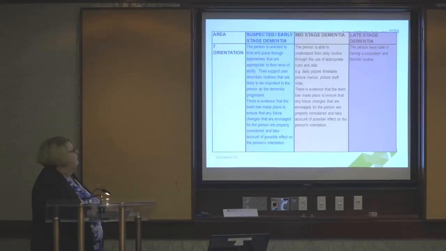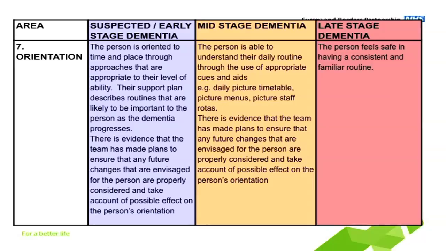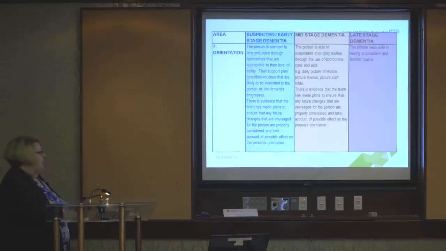If I take you to a different domain, this one is about orientation. So you can see here that the stages are very different in what we're expecting about orientation. In early stage, what we want is the person is oriented to time and place through approaches that are appropriate to their level of ability. Their support plan describes routines that are likely to be important to the person as the dementia progresses. There is evidence the team has made plans to ensure that any future changes that are envisaged for the person are properly considered and take account of the possible effect on the person's orientation. So if you're going to think about moving their day service or their home, have you thought about what that might mean in terms of the person being oriented in time and place?